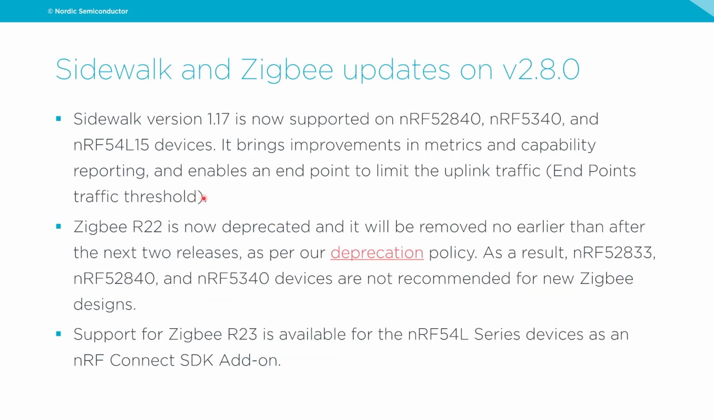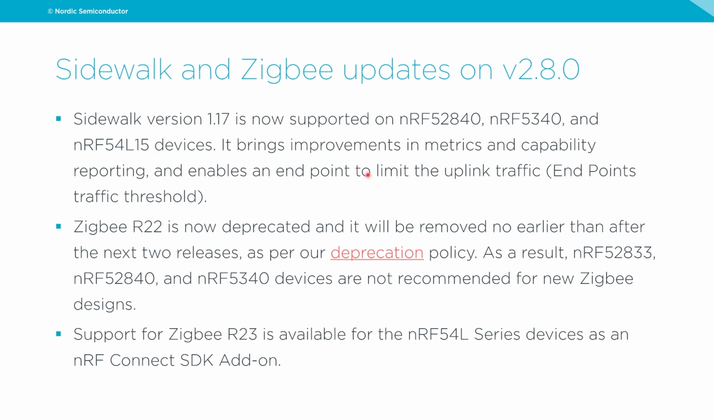Then a few small updates on Sidewalk and Zigbee. On Sidewalk, the version was bumped now to 1.17. That's supported on nRF52840, nRF5340, and nRF54L15 devices. So this brings some improvements. You can read more on Amazon's Sidewalk website, but in metrics, the ability to get more telemetry and capability reporting, and it also enables an endpoint to limit the uplink traffic. So if you want to put a cap on how much traffic is sent through Sidewalk, you can use that feature.